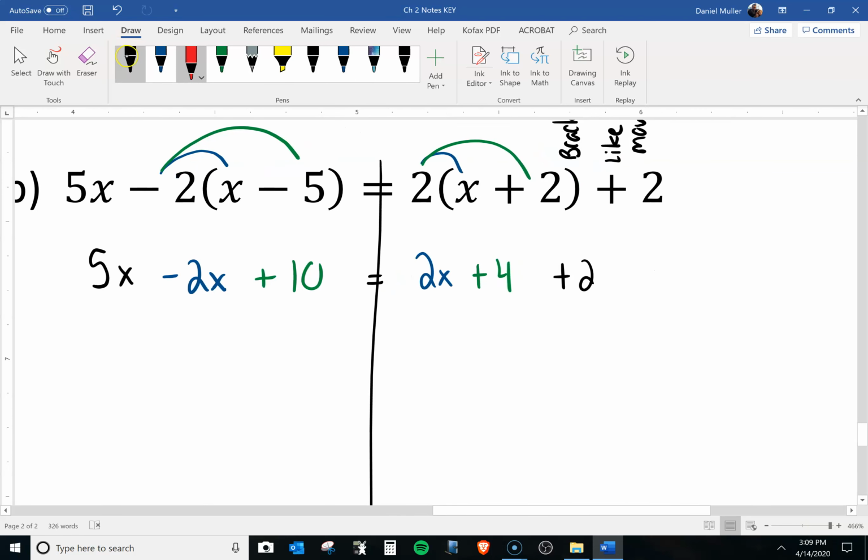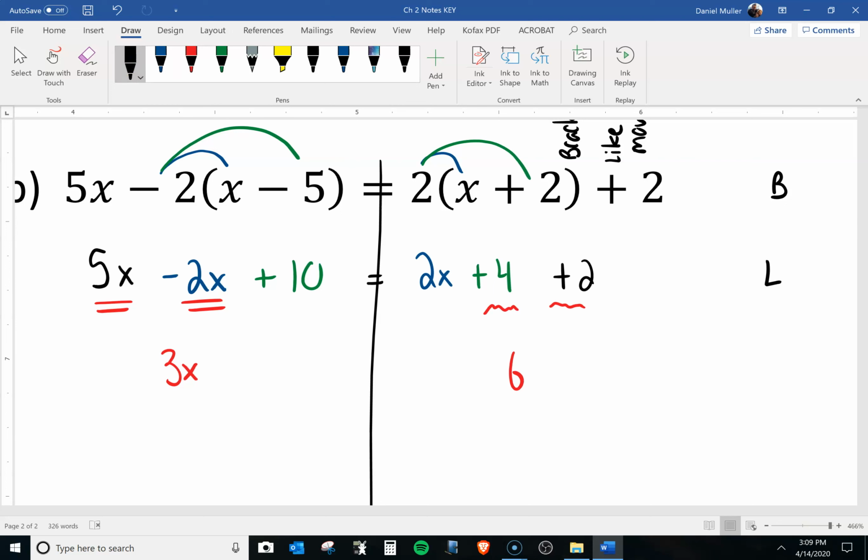So if we're keeping track, this was our B step. Now we're going to do our L, our like terms. I got a 5x and a 2x. 5x minus 2x is a 3x. And on the right side, I've got a 4 and a 2. A 4 and a 2 is a 6. And then I've got a plus 10 here, equal sign, and I got a 2x. Notice I wrote the x and then the number. This is a positive 6, so I'll have to write that.